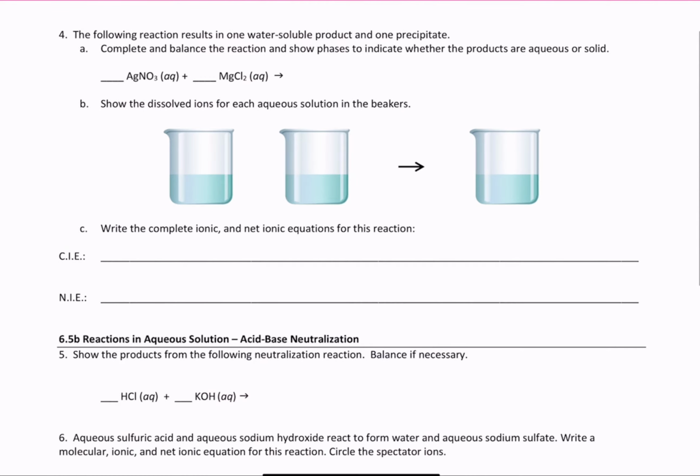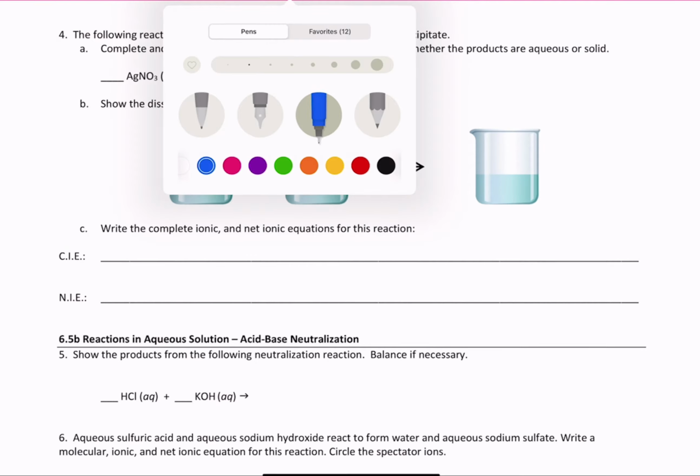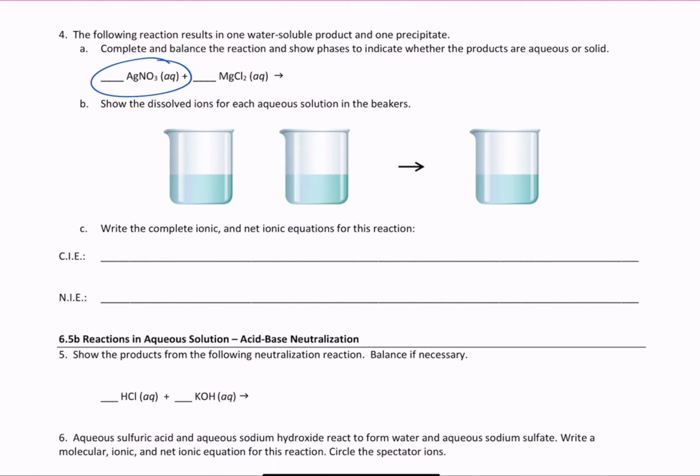Problem 4. The following reaction results in one water-soluble product and one precipitate. Complete and balance the reaction and show phases to indicate whether the products are aqueous or solid. So let's see what we have. We have silver nitrate and magnesium chloride. So here is our silver nitrate.